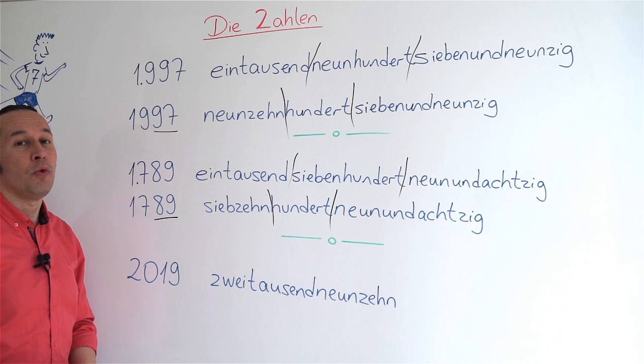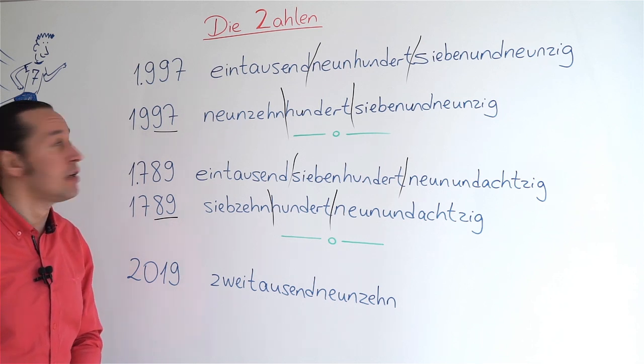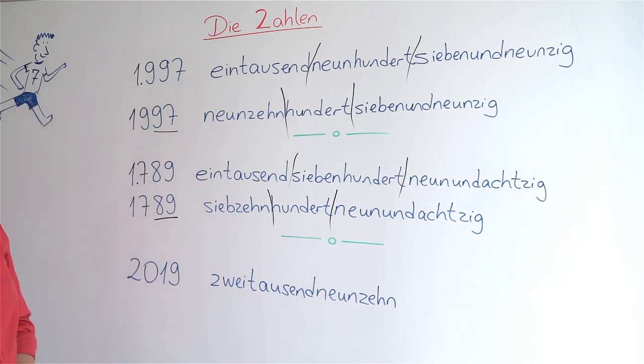2019. So if you want, we can make a repeat, okay? So please repeat after me. 1997, 1789, 2019.